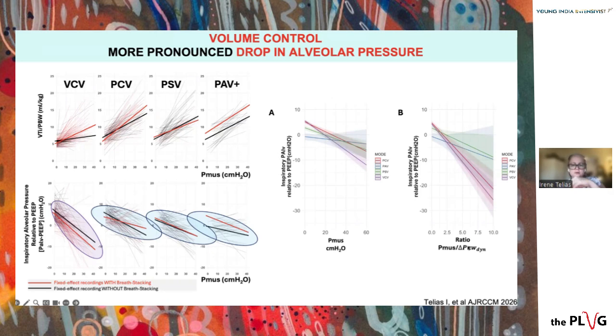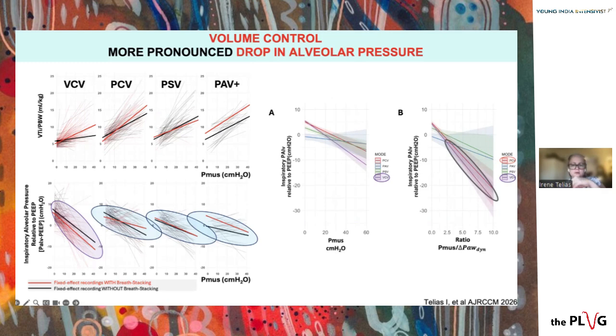And then the last thing that we did is to see actually what was the reason for this. What we calculated was the ratio between the pressure generated by the patient, P mass, and the positive pressure generated by the ventilator, okay? And what we found is, when we do this ratio, we see that volume control and pressure control behave equally when it comes to the relationship between the ratio and the alveolar pressure.